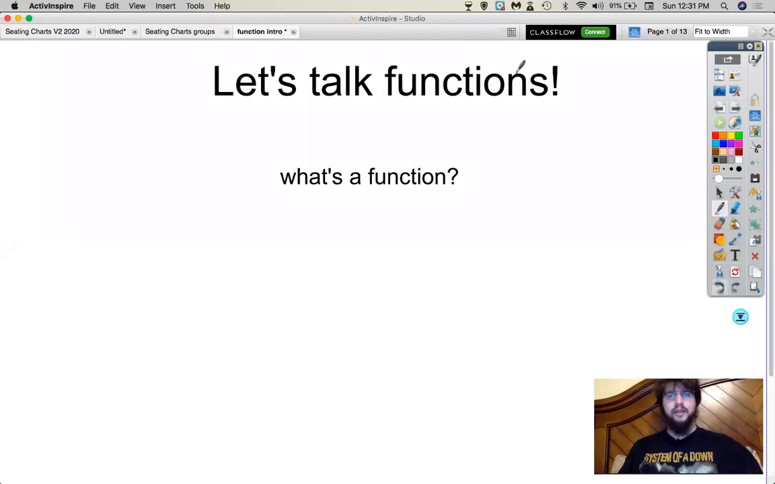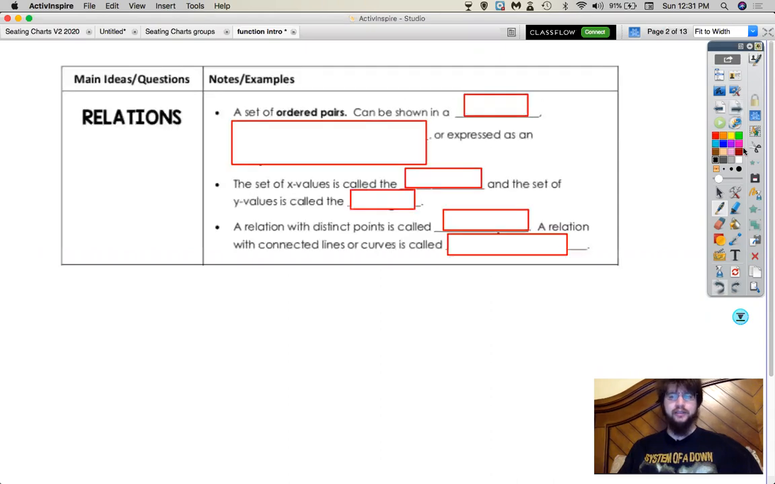Hey guys, so today we're going to be reviewing functions. So first, let's talk about what a function is. In order to define a function, we first must recall what a relation is.